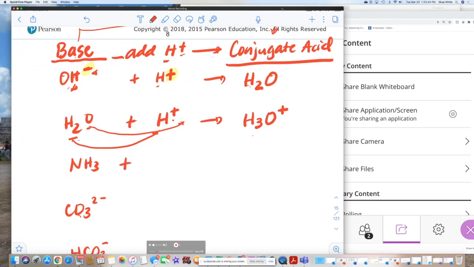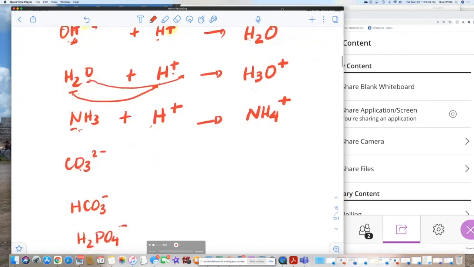Okay. Now again, I'm adding an H and a plus because all bases take in H plus. So over here, I have an N. The number of N's don't change, but the number of H's change. Now I have four H's. And then the positive remains because there's nothing to neutralize it.